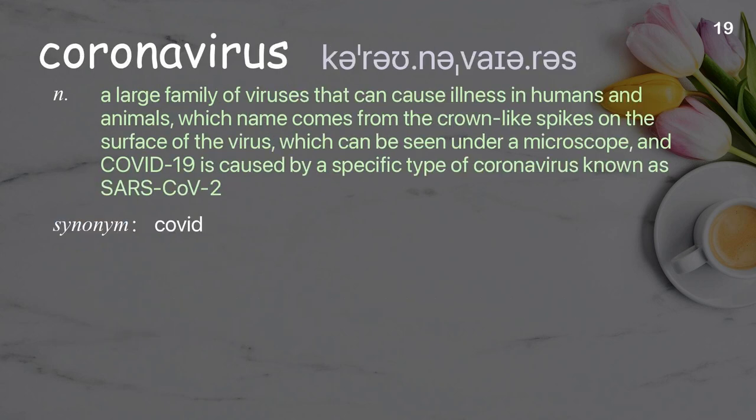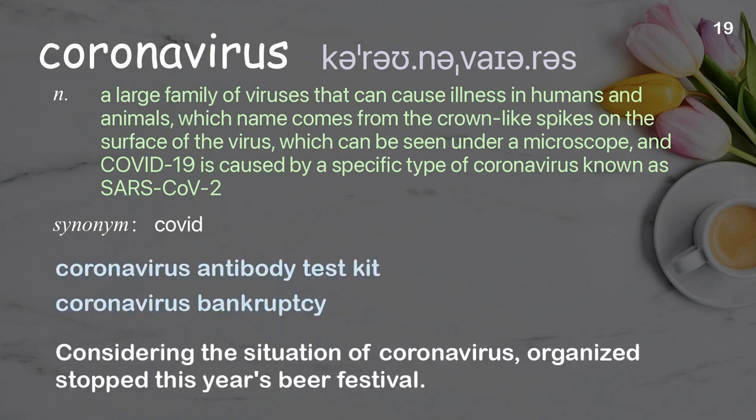Coronavirus. A large family of viruses that can cause illness in humans and animals, whose name comes from the crown-like spikes on the surface of the virus, which can be seen under a microscope, and COVID-19 is caused by a specific type of coronavirus known as SARS-CoV-2. Examples: Coronavirus antibody test kit. Coronavirus bankruptcy. Considering the situation of coronavirus, organizers stopped this year's beer festival.